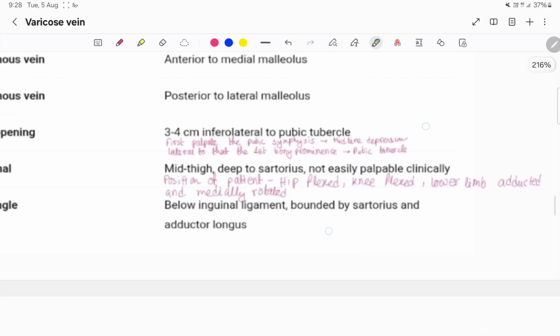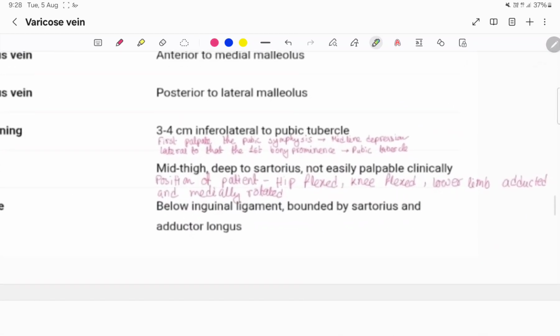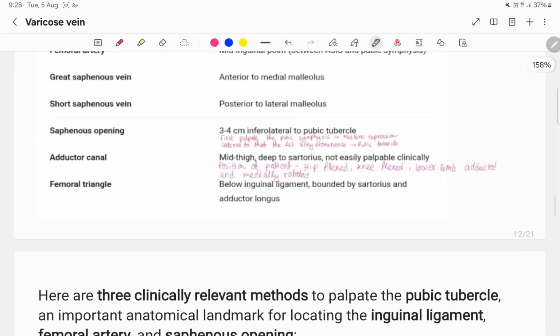Saphenous opening. It is 3 to 4 cm inferolateral to the medial pubic tubercle. First palpate the pubic symphysis, then go laterally to the midline depression, then lateral to that the first prominence is known as the pubic tubercle. Next is the adductor canal. It is present in the mid thigh deep to the sartorius and is not easily palpable. The position of the patient should be hip flexed, knee flexed and lower limb adducted and medially rotated.